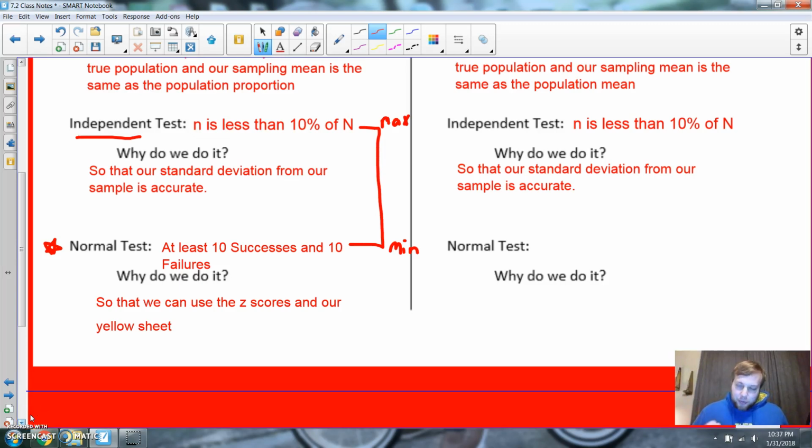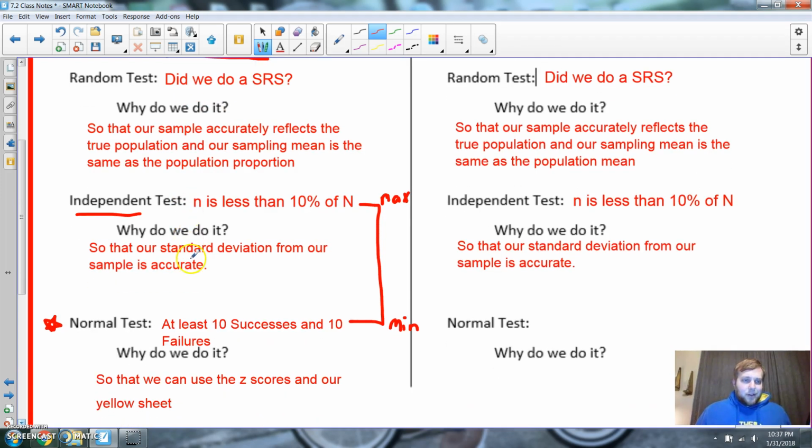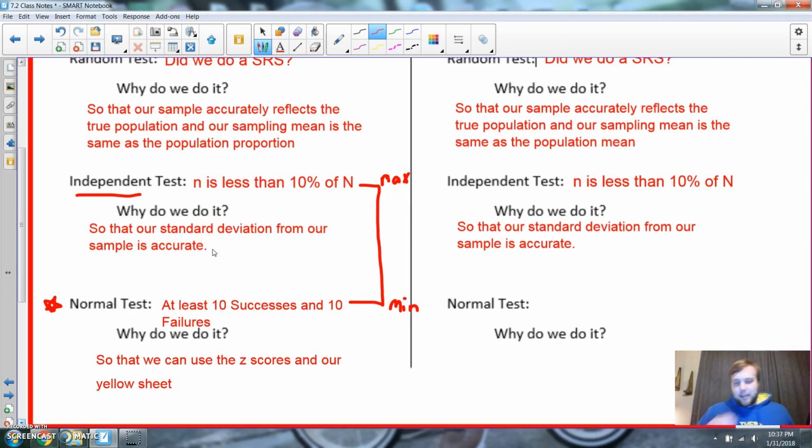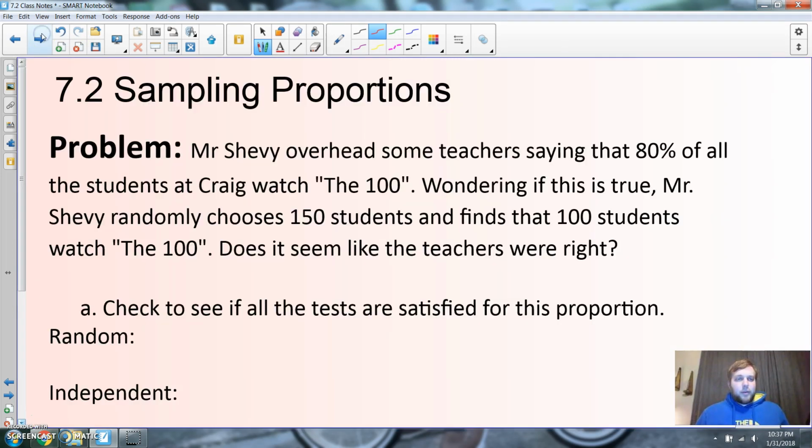Welcome back to the stirring conclusion of 7.2, Proportions. Alright, so we just finished off our proportion hit list of tests: random tests, independent tests, and then normal tests. And so we're going to start doing some math again. Alright, so here we go.